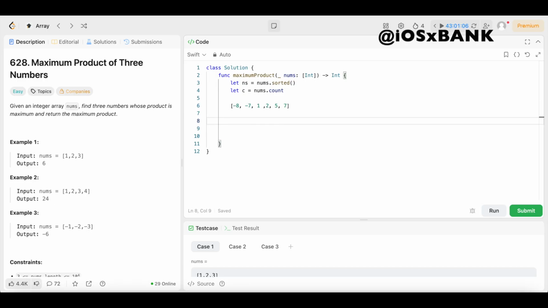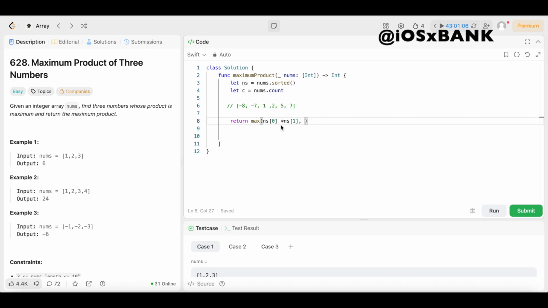So with that being said, let's continue on to how we are going to handle the case where we might just want the smallest two times the last one. So we're going to say return max. Let me comment this out. Boom. Return max. Then we're going to open up the parentheses, and we're going to say ns square bracket 0, which in this case would be -8. Then we're going to say ns square bracket 1, which in this case would be -7, not comma, excuse me, this should be multiplied.